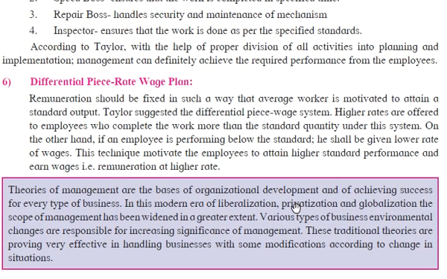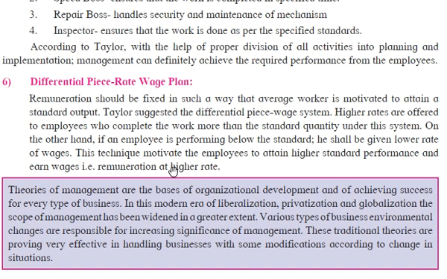And next is the differential piece rate or wage plan. According to Taylor, there should be discrimination between efficient and inefficient workers. The payment should be made according to the performance of the workers. The efficient worker should be paid more, whereas the inefficient worker should be paid less remuneration.